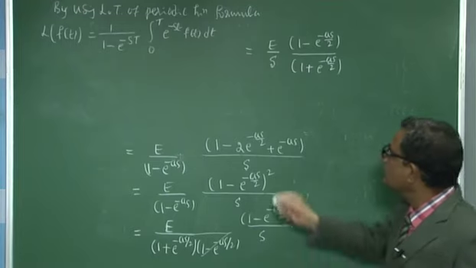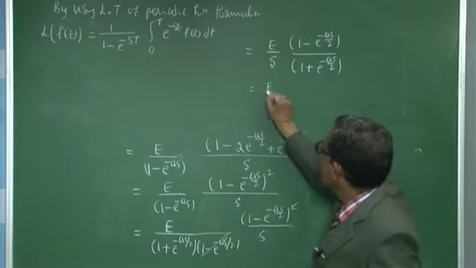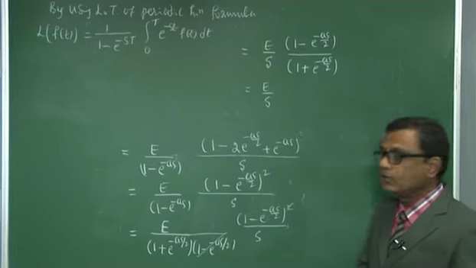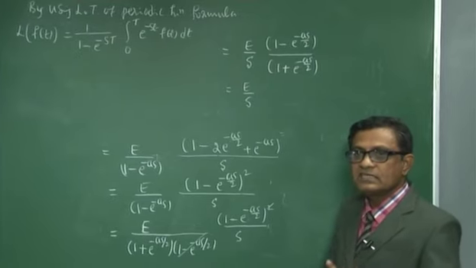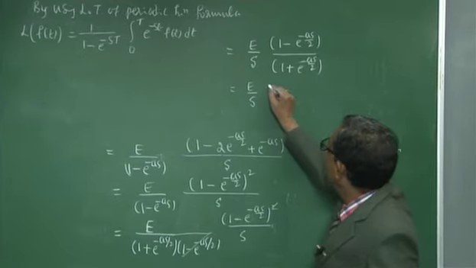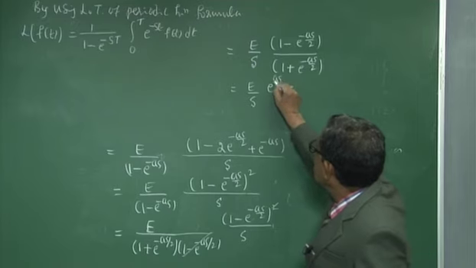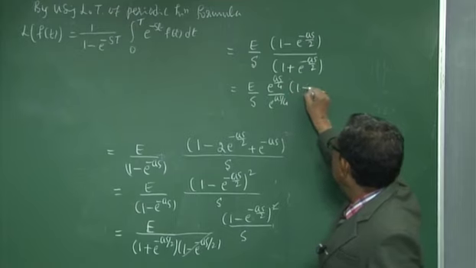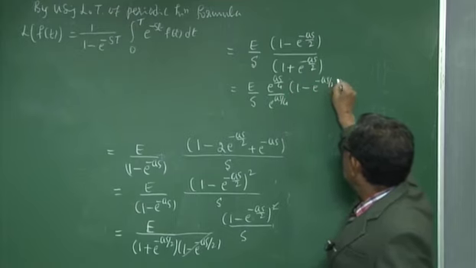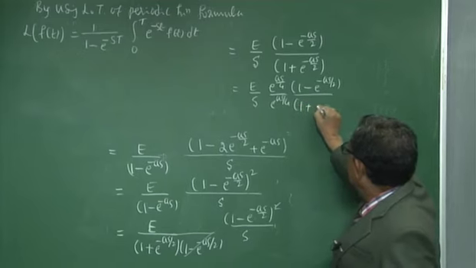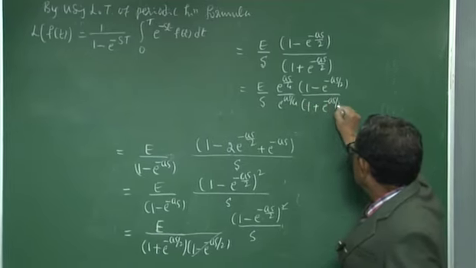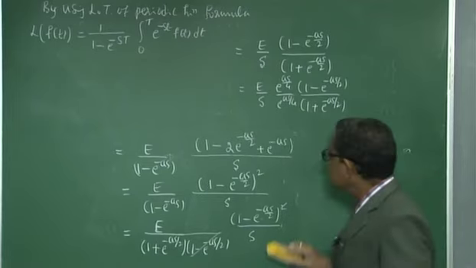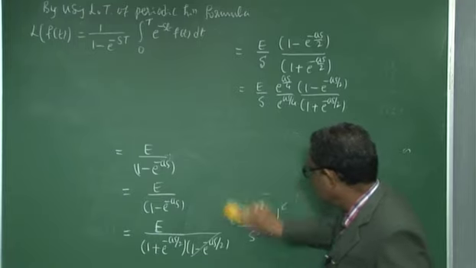You have to write in terms of hyperbolic function, e by s. Now to write in the hyperbolic function, you have to make adjustment in the function. You have to multiply and divide by e raised to as by 4, e raised to as by 4. Then you can write in terms of hyperbolic function, which is your required result.